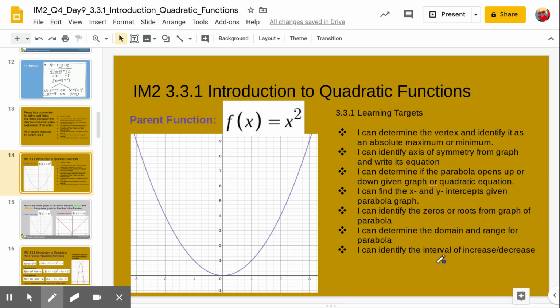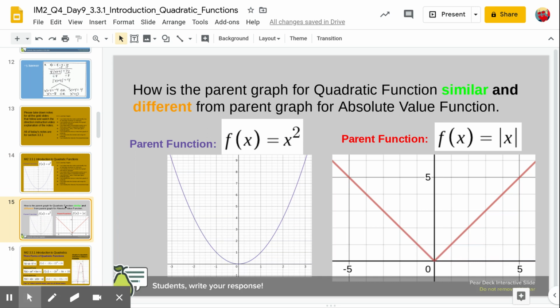And then I can identify the interval of decrease and increase. Actually, I'm not sure we did this in IM1. I think this is actually new for you for today. So that's our targets. My first question for you is, and I probably just told you some of it, but I want you to compare and contrast the parent function and its graph for the quadratic and the absolute value functions. So how are they similar? How are they different?